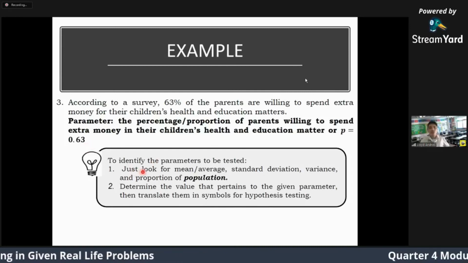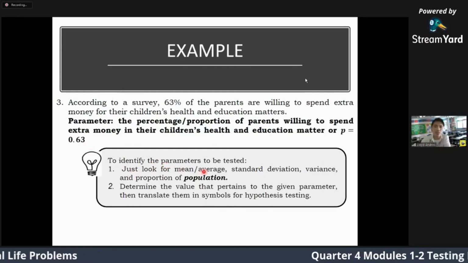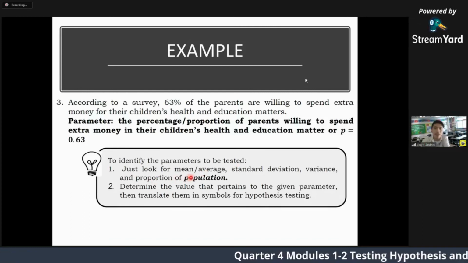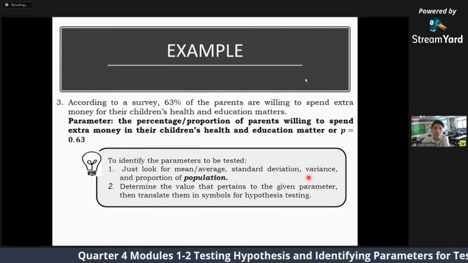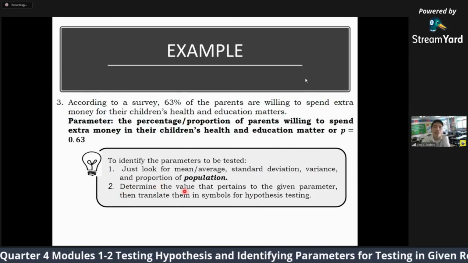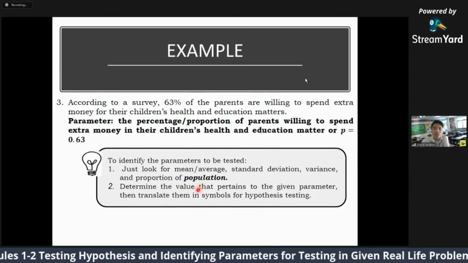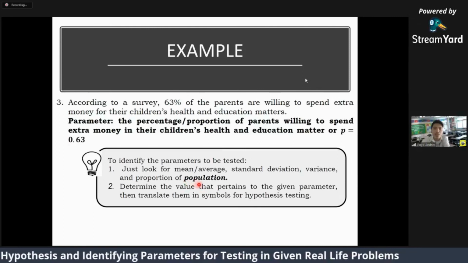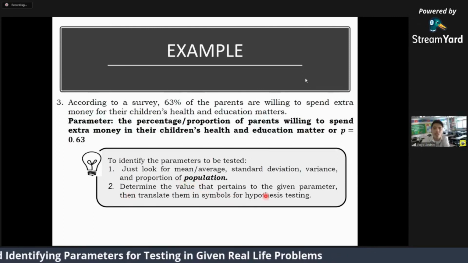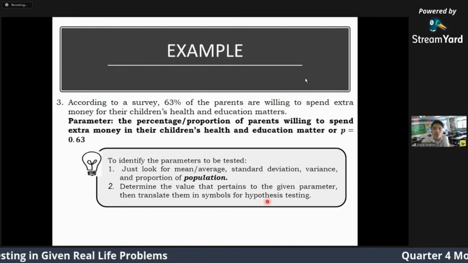In short, to identify the parameters to be tested, just look for the mean or average, standard deviation, variance, and proportion of the population, because those are parameters. Then determine the value that pertains to the given parameter. Then translate them into symbols for hypothesis testing.